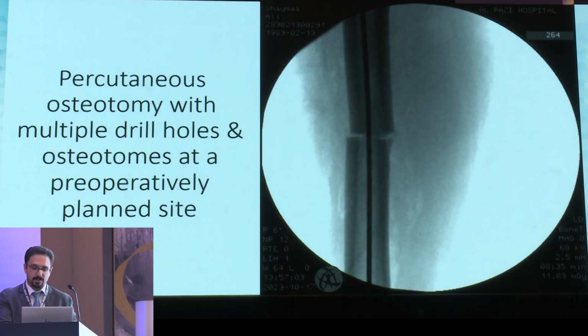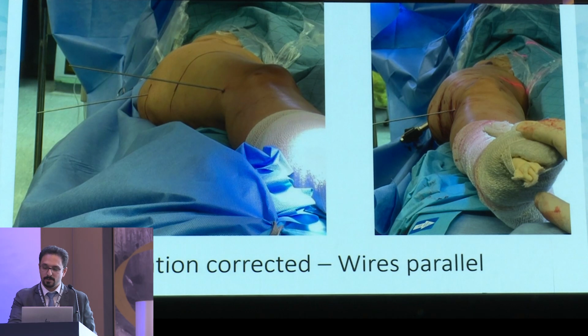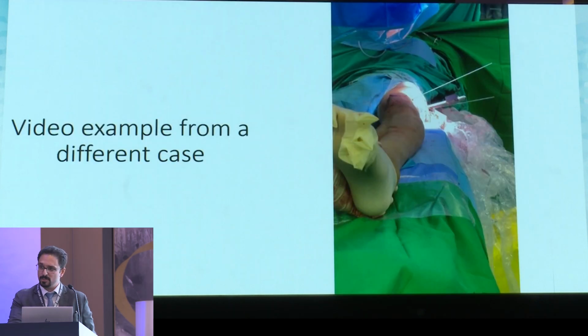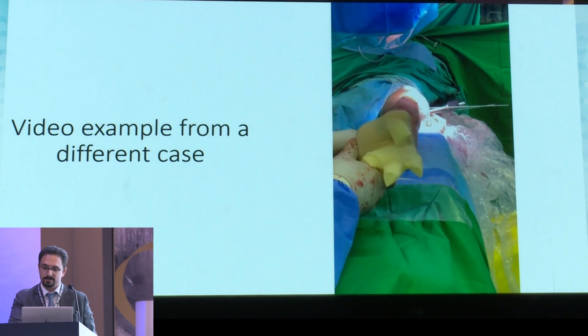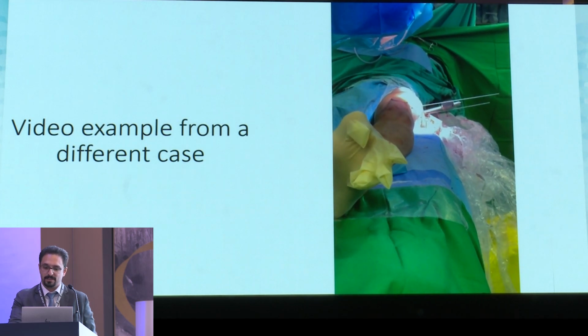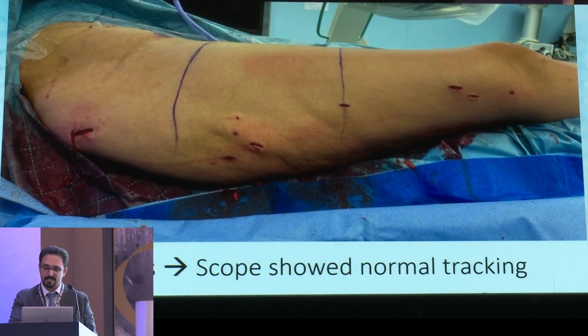All right, then we pass our nail and we derotate. We lock the nail on one side, let's say proximal or distal, and then we derotate. The wires become parallel. All right, this is a video demonstration from another case I did. Not the same case, but just to show you what we do. All right, then we lock the other side of the nail.